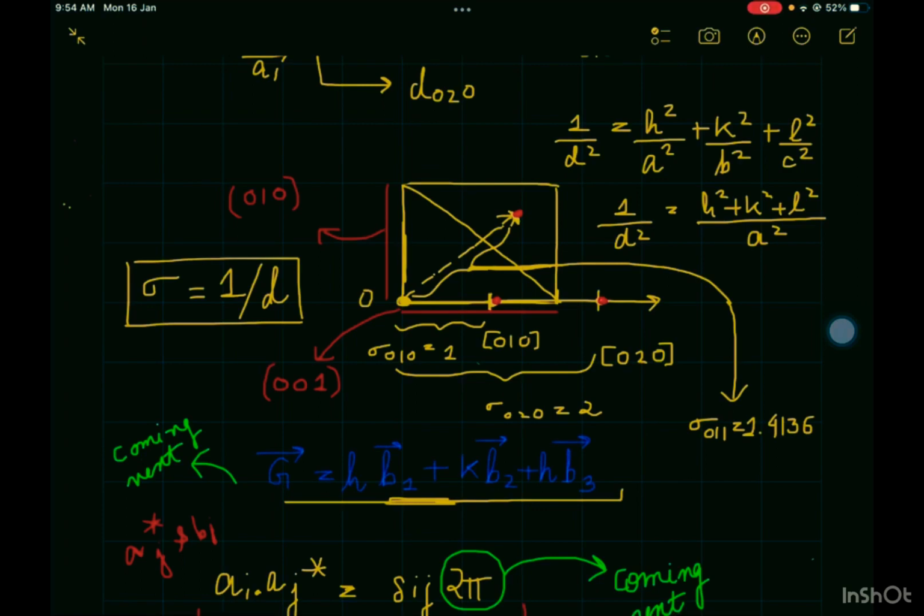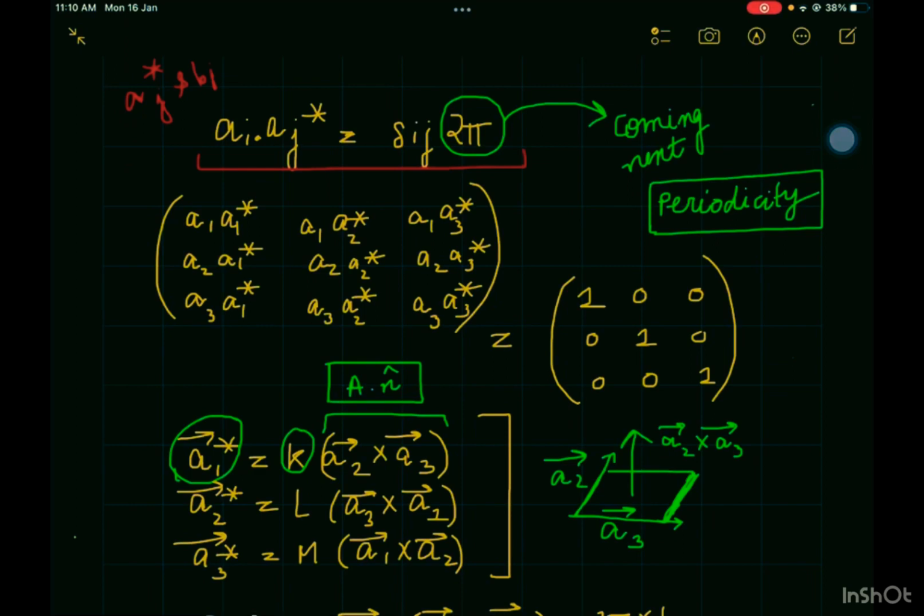Just like we had a translation vector t in the direct space, we also have a translation vector to go from one reciprocal point to another called G, which is given by h b1, k b2 and l b3. b1, b2, b3 are the basis vectors in the reciprocal space. We will come to that in the later videos in detail.